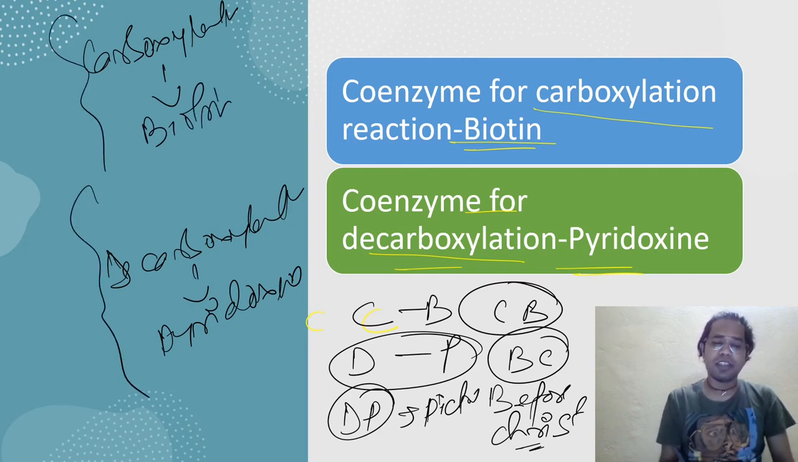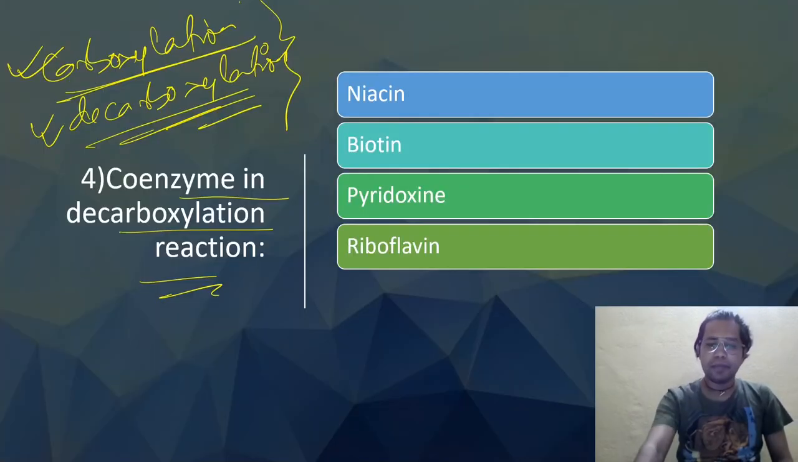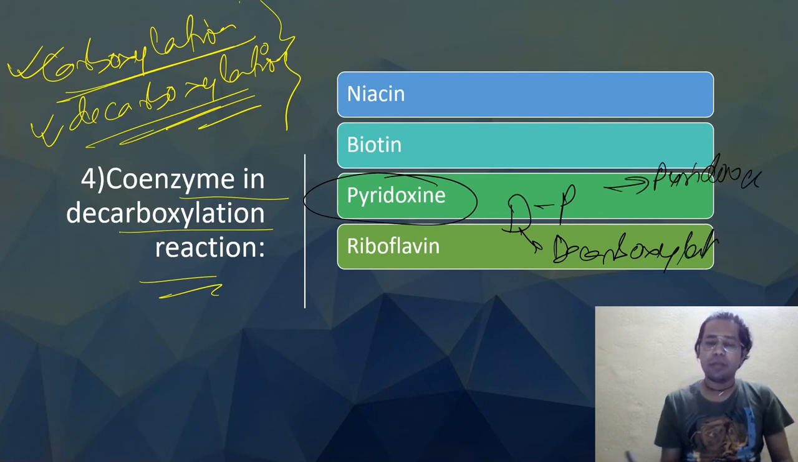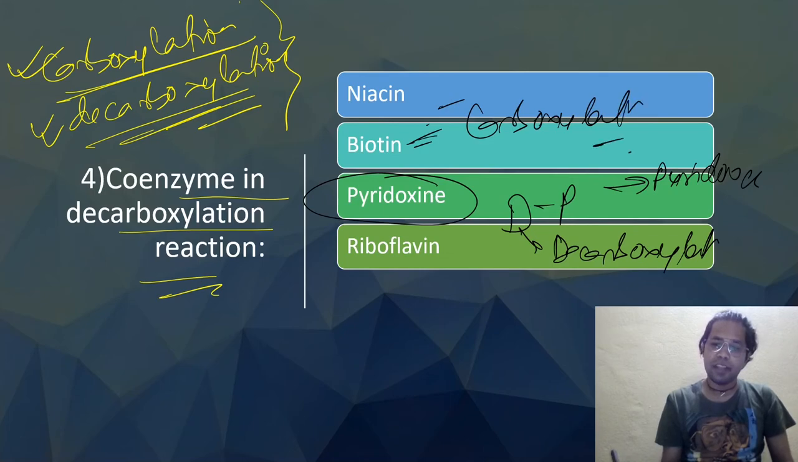Let's see the question again. So here coenzyme for decarboxylation is pyridoxine. D, remember I told you DP. So decarboxylation, pyridoxine. ठीक है, biotin is for carboxylation. Fine.